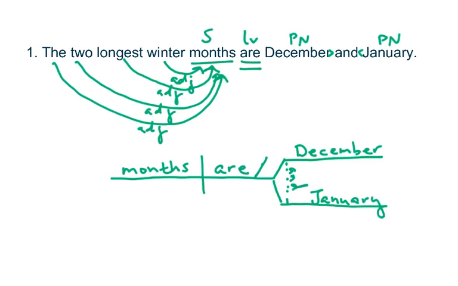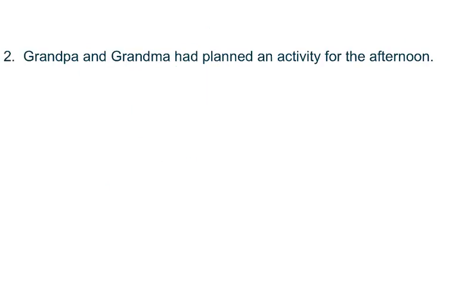Now to add our adjectives. We have the 2 longest, winter, all describing months. Ooh, I hope I have enough room. Will I have enough room? Just barely. There we go. Let's look at the next sentence. Number 2, Grandpa and Grandma had planned an activity for the afternoon.